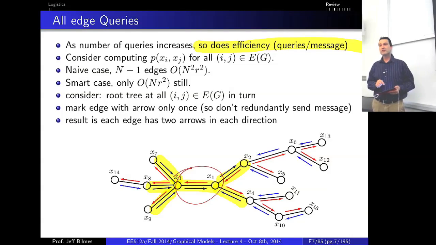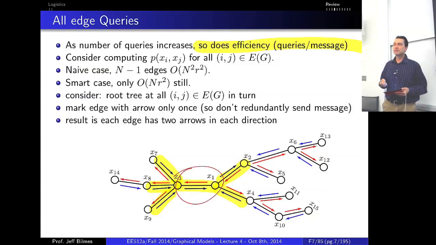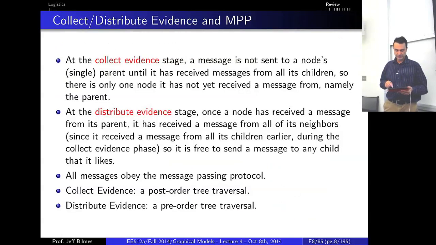If we are interested in all edge queries, which is, for example, what we are typically interested in when we're doing machine learning, when we're trying to learn the parameters of the factors associated with an edge, that's the information that we would need.